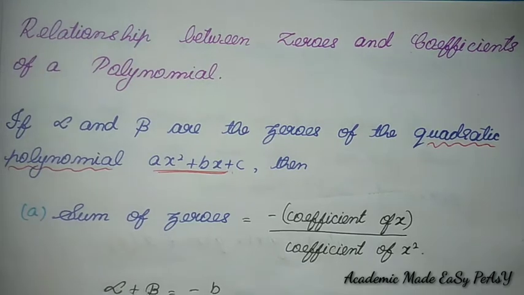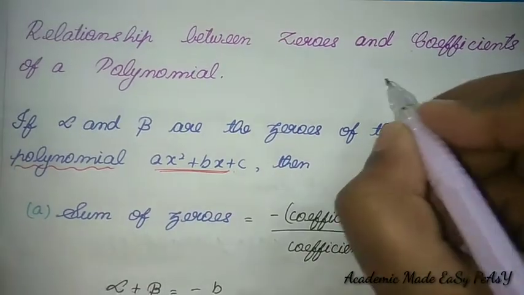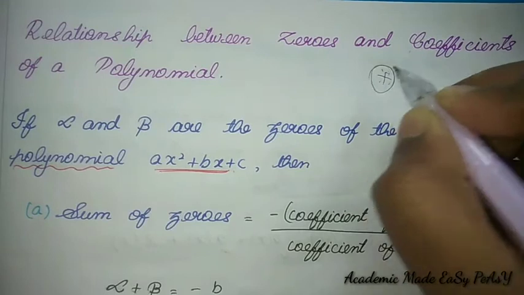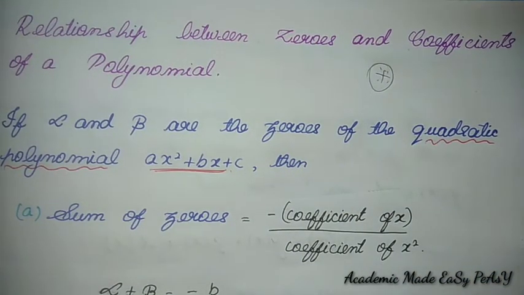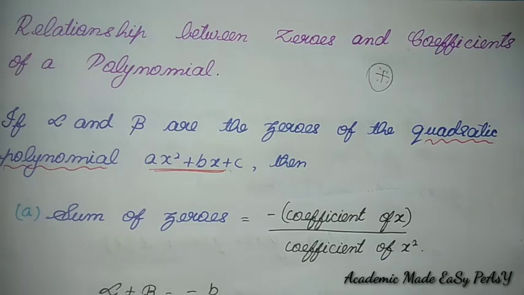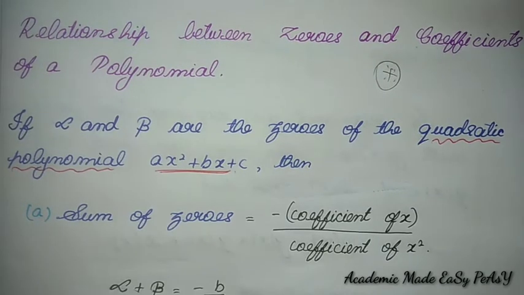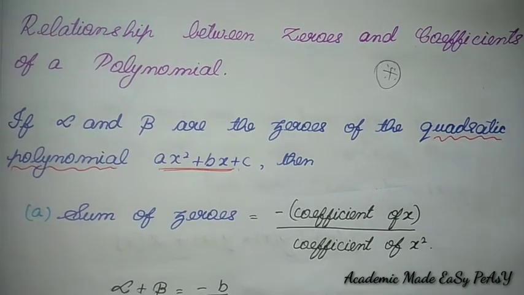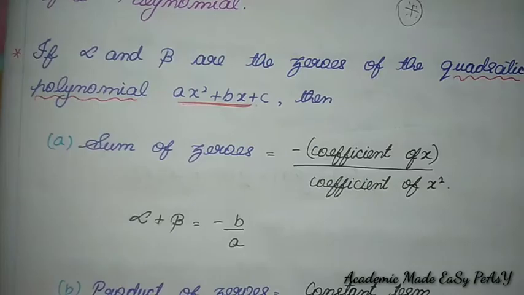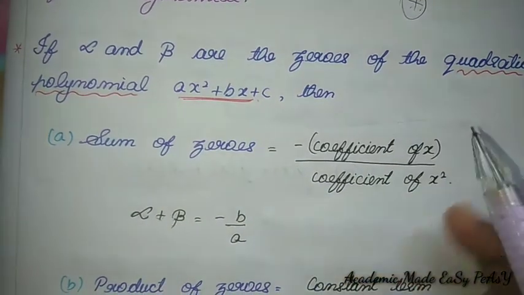The next topic is one of the important topics, that is the relationship between zeros and coefficients of a polynomial. I already taught you what is the zero of a linear polynomial, isn't it? That is a relation between zero and coefficient. Okay. So now let's see for quadratic and cubic polynomials. First, let us see for the quadratic polynomial.